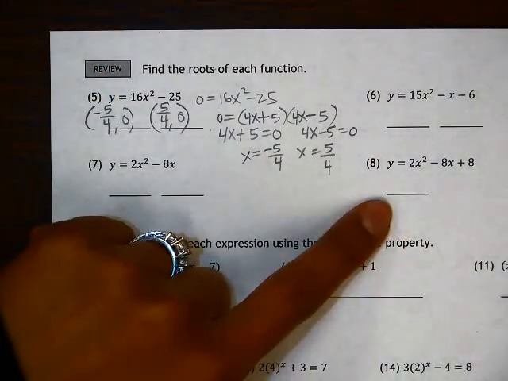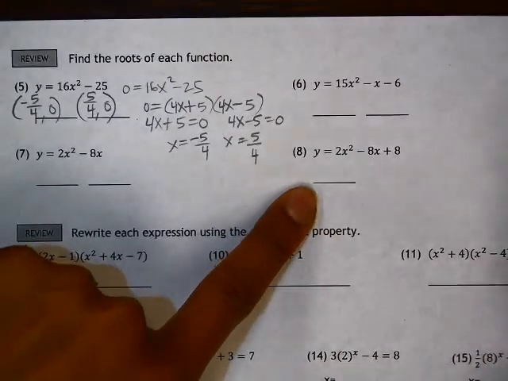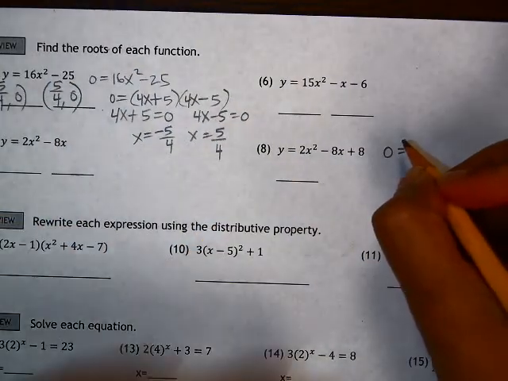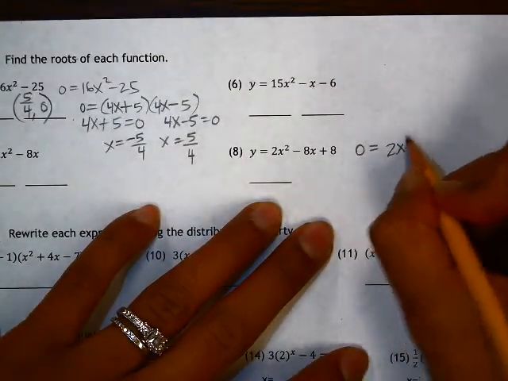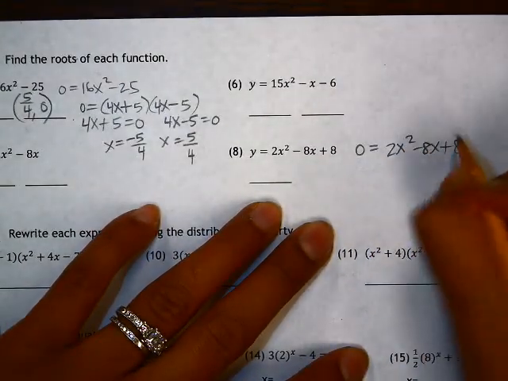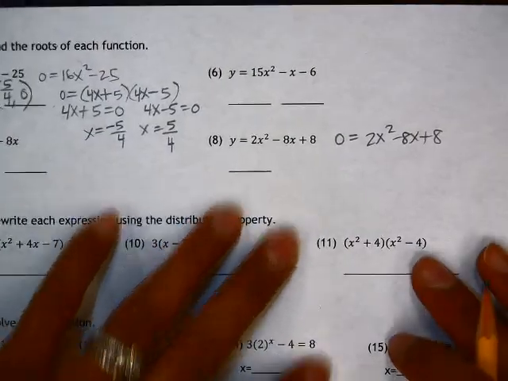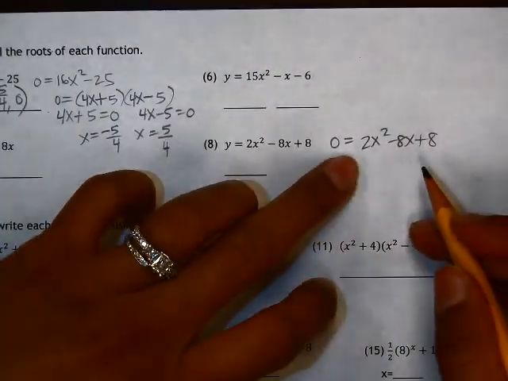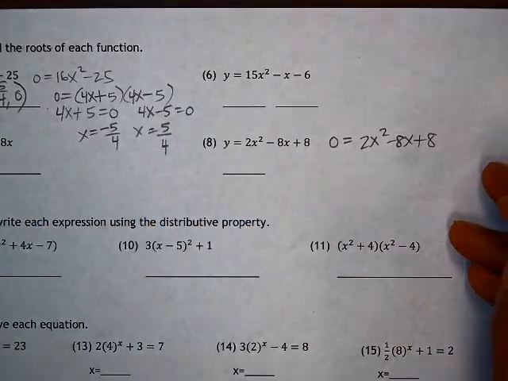All right, let's also look at number 8. So again, the roots are the x-intercepts, so that means that the y value is equal to 0. And the only way to solve for x is by factoring or using the quadratic formula. Or if you'd like, you could use completing the square. So let's first see if we can factor this.